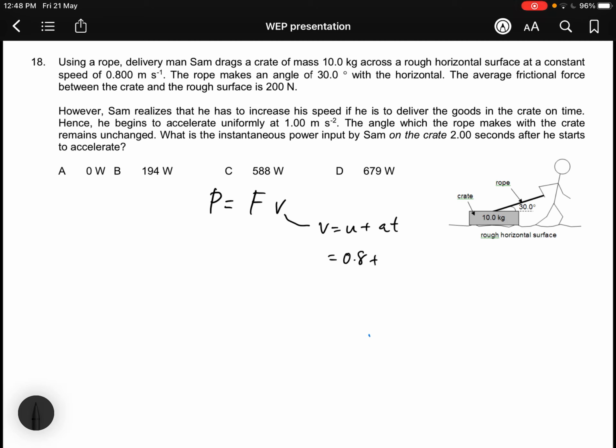we know the initial speed is 0.8, acceleration is 1, and the time is 2 seconds. So you can actually find the speed as 2.80 meters per second quite easily.